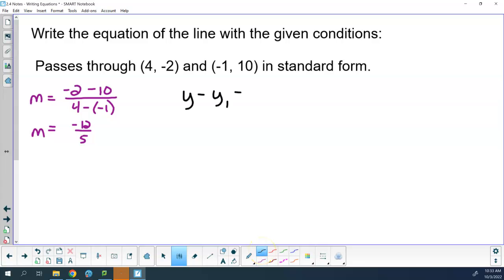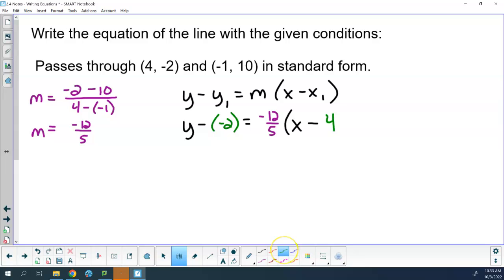y minus y sub 1 equals m times x minus x sub 1. y minus -2 is equal to -12/5 times x minus 4. y plus 2 equals -12/5 x plus 48/5.